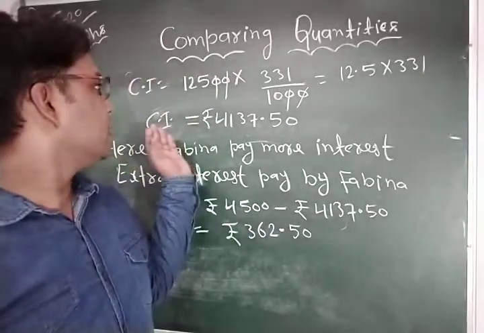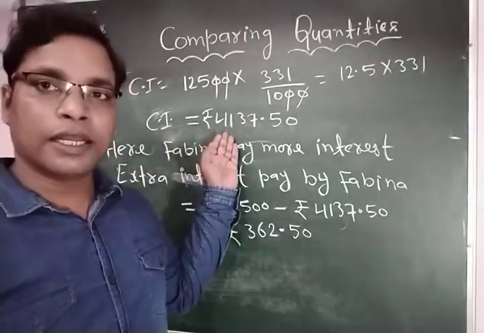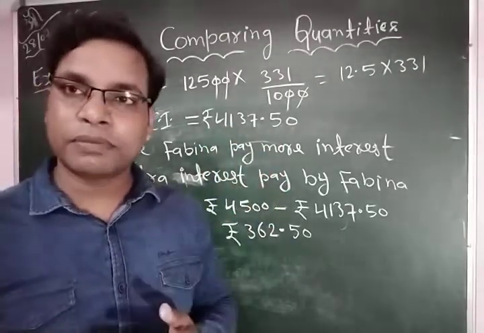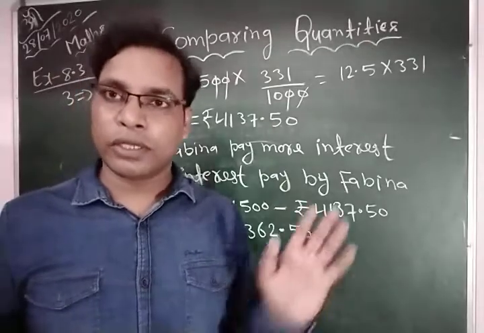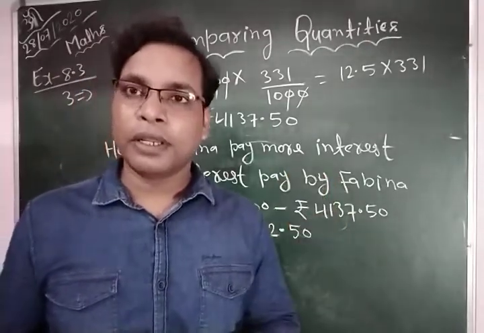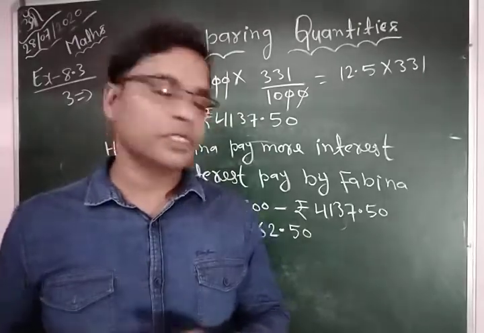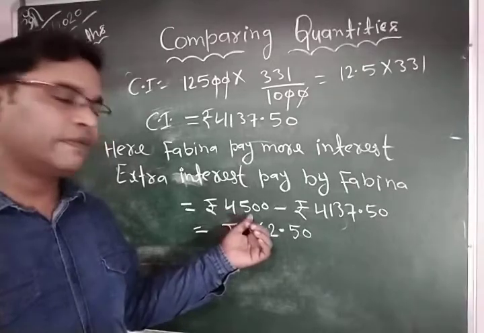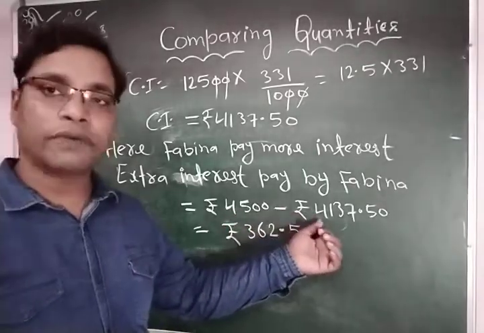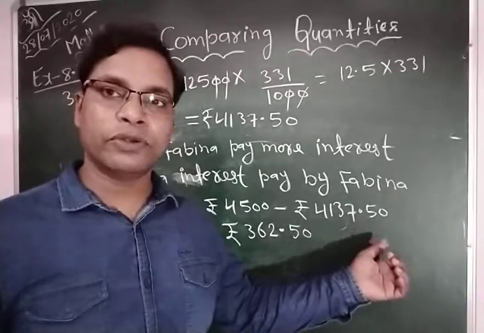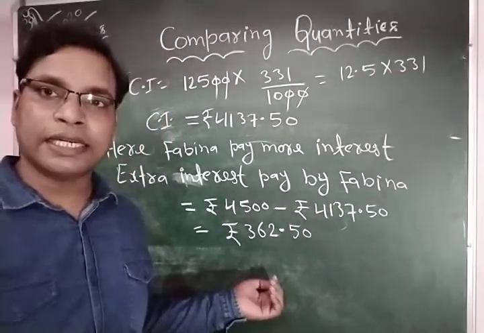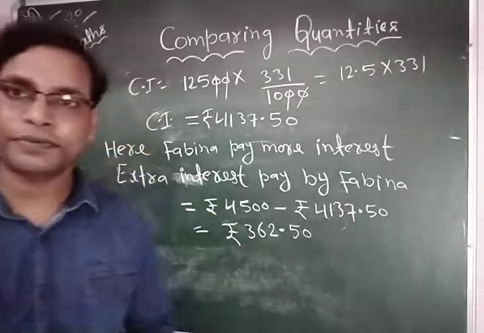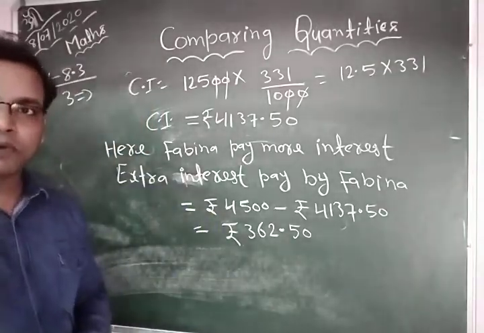Okay, so from the above discussion you can see Radha pays compound interest of 4,137.50 and Fabina pays simple interest of 4,500 rupees. So you can see here Fabina pays more interest. How much? So the extra interest paid by Fabina is 4,500 minus 4,137.50, which is equal to 362.50. So students, I hope all of you understood this question and enjoy comparing quantities.